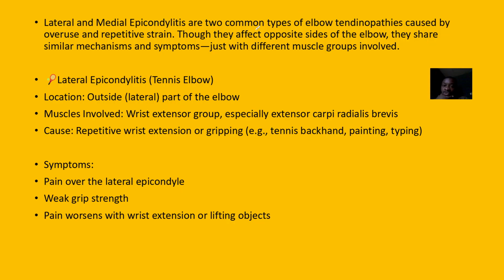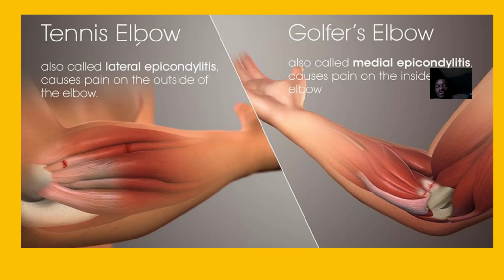So there are two common issues of the elbow, having to do with inflammation of the tendons around the elbow. What causes them? Repetitive or overuse. Though they affect different sides, they share similar mechanisms, and they can mostly cause the same issues of pain and inflammation. Lateral epicondylitis is also known as tennis elbow, and it happens on the outside. If you know your anatomical terminologies, lateral means something that is outside.